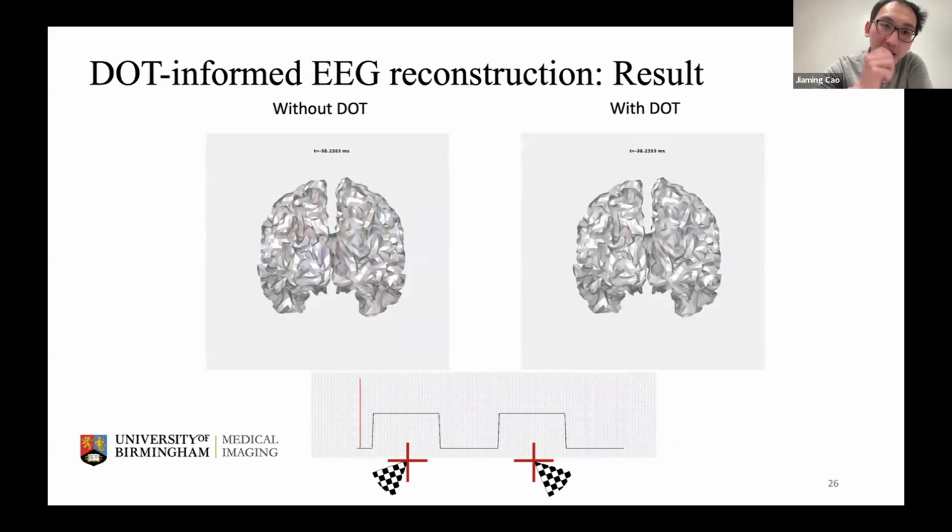So hopefully you can see that when the stimuli are shown and change, you will see the propagation of the reconstruction happening on the brain cortices. And if you look at the comparison between these two animations, you will see that hopefully, when the DOT prior is applied, the activation reconstruction is much more confined and spatially accurate, while the dynamics is still there and preserved.